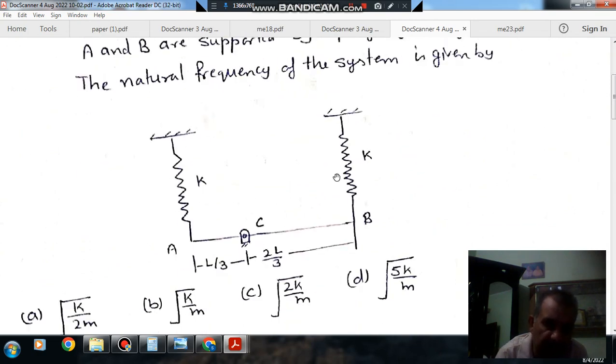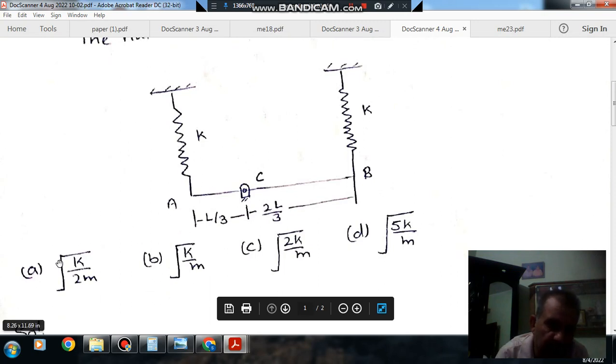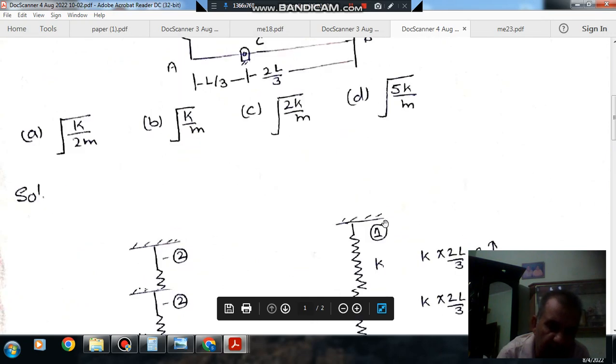So this is a spring. These are the two springs of stiffness K and K, and this AC length is L by 3, and this CB length is 2L by 3. So we have to find out the natural frequency of this system. So options are: A, root K by 2m; option B, root K by m; option C, root 2K by m; and option D, root 5K by m.